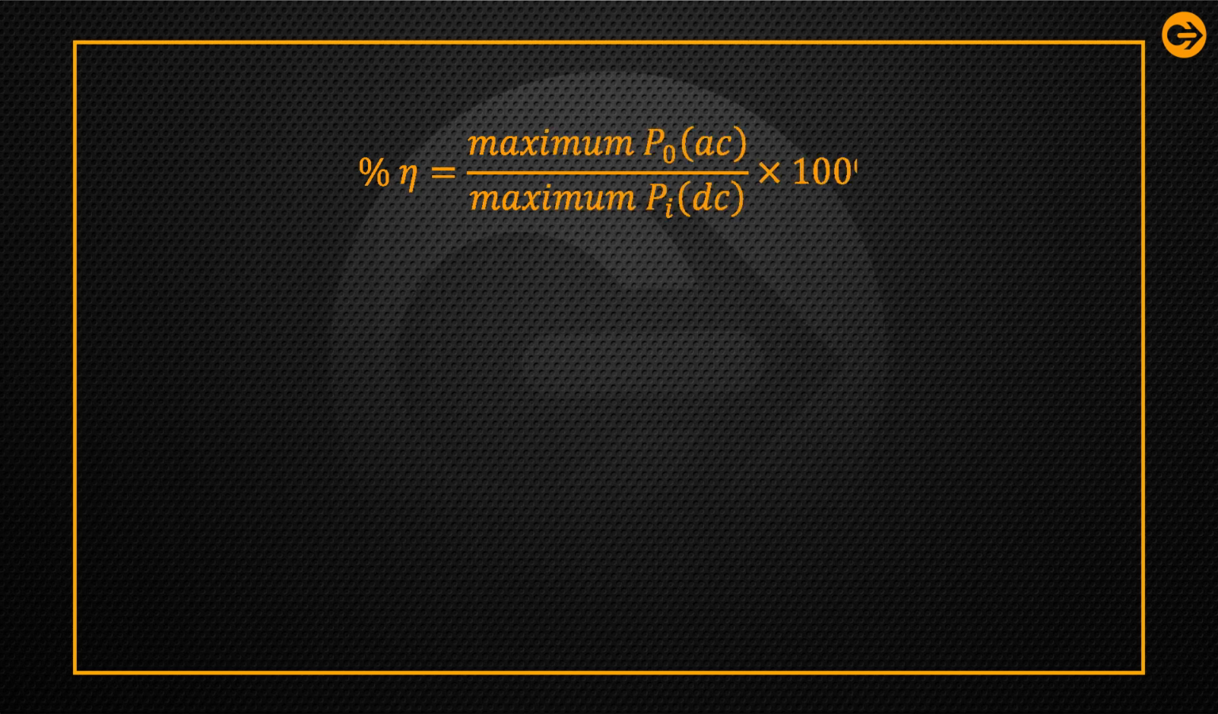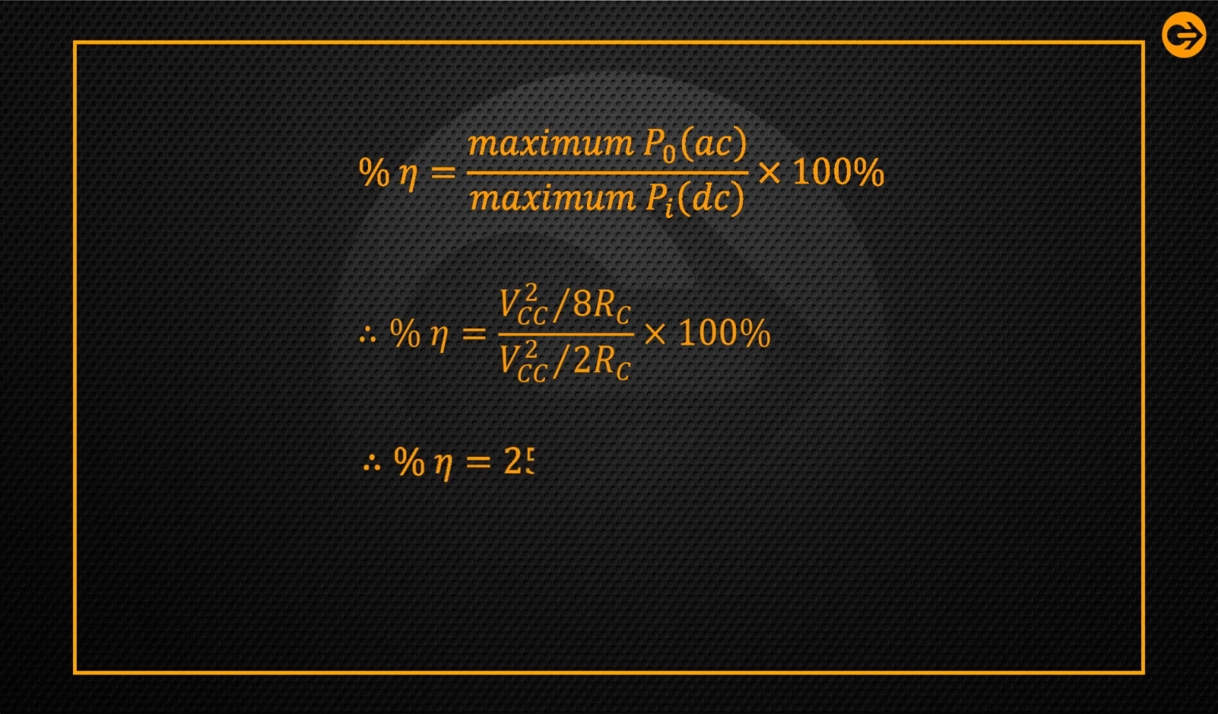Again, we can use equation 14 to calculate the maximum efficiency. So the percentage efficiency eta is equal to maximum Po(AC) by maximum Pi(DC) multiplied by 100%. Putting the values in the equation, we get the efficiency as 25%. Thus, the maximum efficiency of a Class A amplifier is 25%.